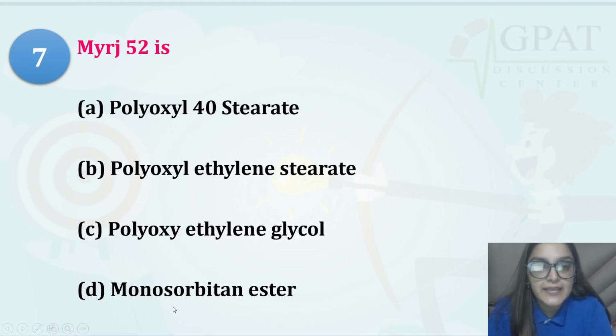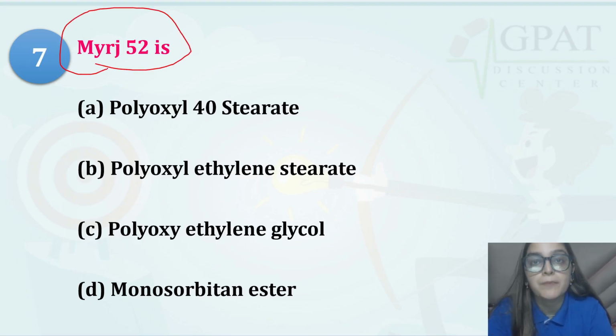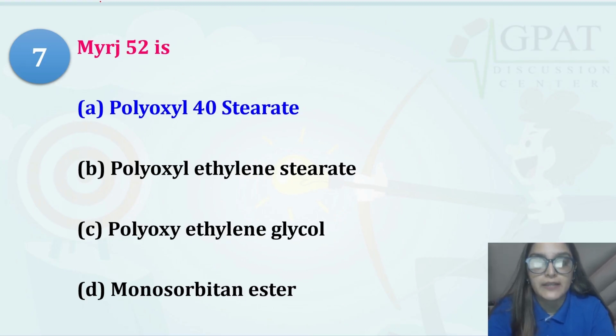The question says MRB 52 is. So again, it is a direct question. A lot of times this question has already been asked. So in the upcoming slides, I will tell you a trick to remember the other surfactants, so you all can easily locate that we are talking about this surfactant or not, right? So it is polyoxyl 40 stearate, right? You can directly write it down because it is mostly asked directly, right?